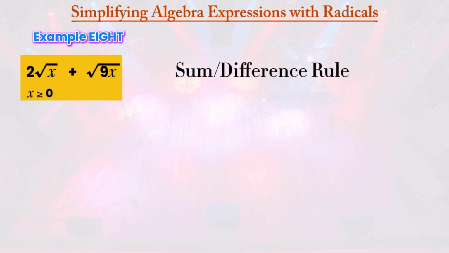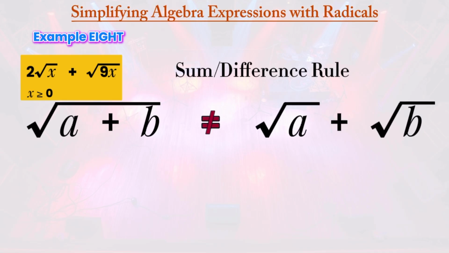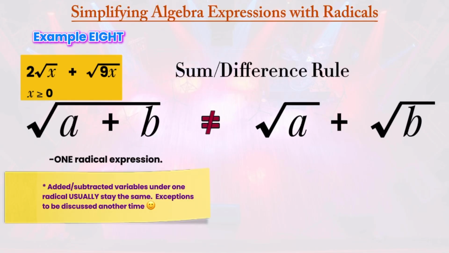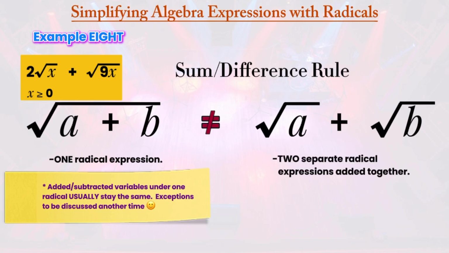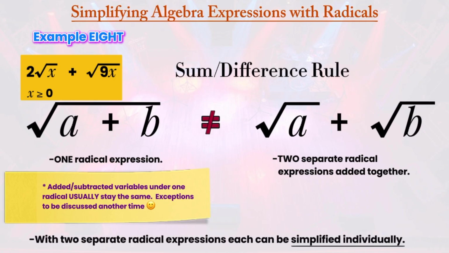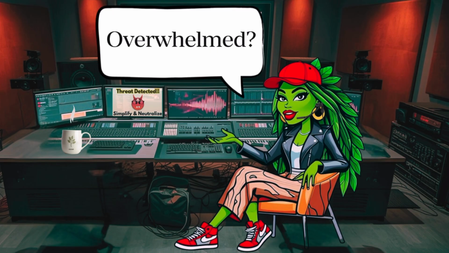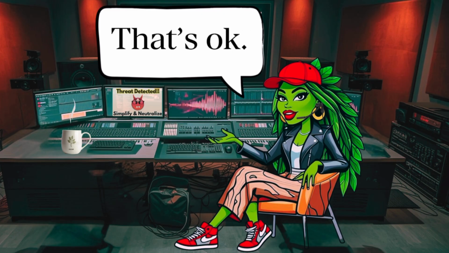As mentioned previously, the square root of a plus b is not equal to the square root of a plus the square root of b. Take note that the square root of a plus b are two added subjects under one radical, whereas the square root of a plus the square root of b involve two separate radicals being added together. It might seem a bit overwhelming, but feeling that way is normal. You'll get the hang of it, I promise.